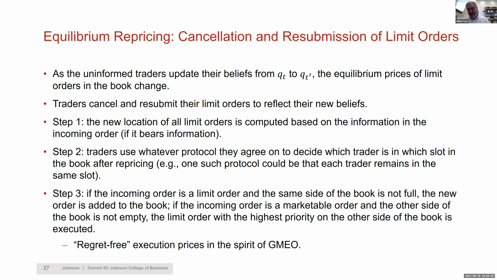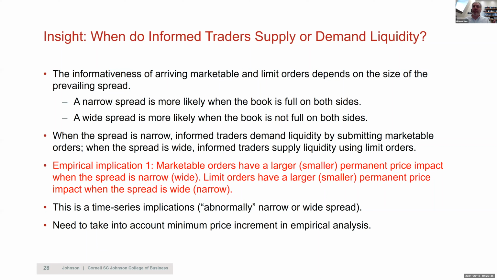And then the arriving order can position itself, if it's a limit order, in the right place in the book, or execute at a price that already reflects its information content, very much in the same spirit as the Glosten-Milgrom, or the O'Hara regret-free prices. So this is essentially the solution for the equilibrium. We solved the instantaneous one, we updated with Bayes' rule, we have the equilibrium.